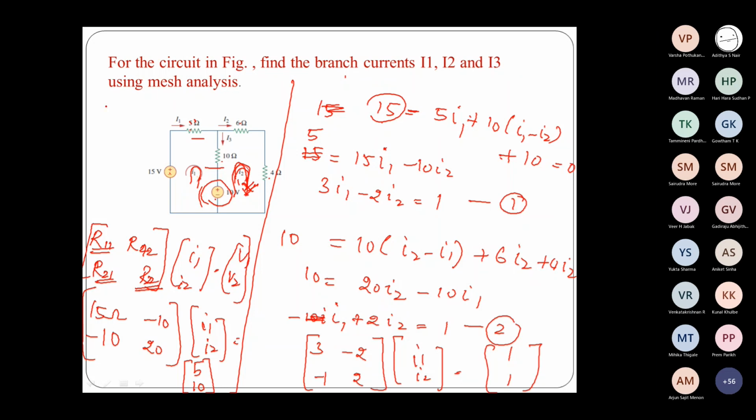Now when I want to solve for I1, it is del I1 by del. Del I1 is obtained by replacing the first column with the constant values. That is, 15 and minus 10 will be replaced with 5 and 10, and minus 10 and minus 20 remain the same. So this is your del I1. Similarly for del I2, replace the second column with the constant values, 5 and 10.